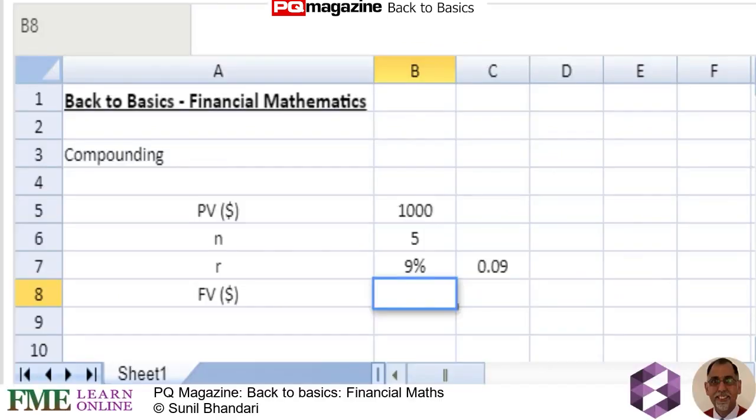So here is my compounding example. I've got present value 1000, N set at 5 years, R set at 9%, and I've then also converted that into a decimal point 0.09. So let me show you how we use the spreadsheet software to present this particular calculation.